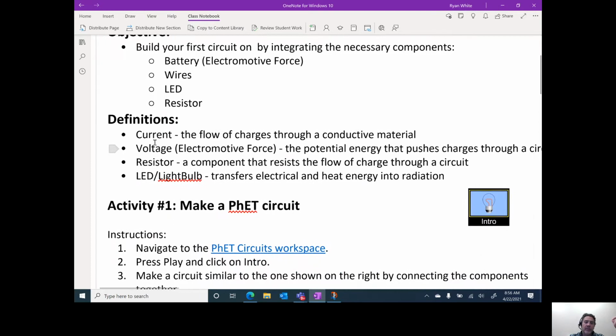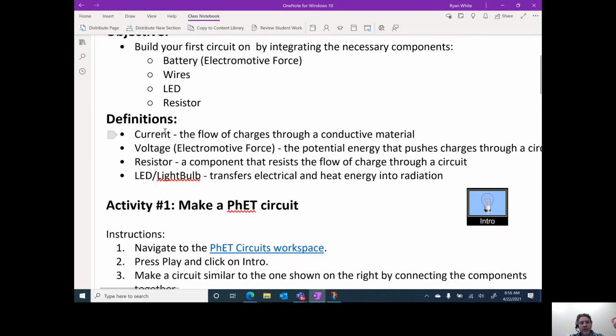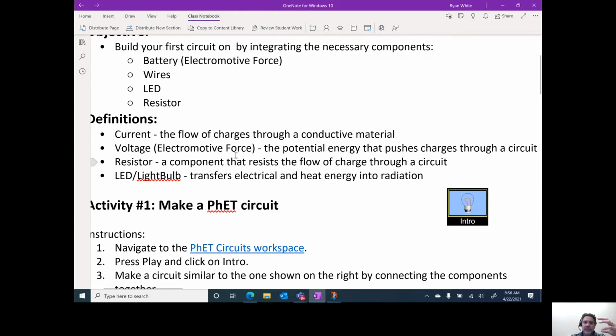Another couple of terms that you might not be so familiar with. Current is the flow of charges through a conductive material. Think about a river flowing. Voltage is how much those charges want to flow. It's almost like a potential energy that pushes charges through. Think of your battery: the battery has a certain voltage on it. That's how much those electrons want to be pushed through the circuit.